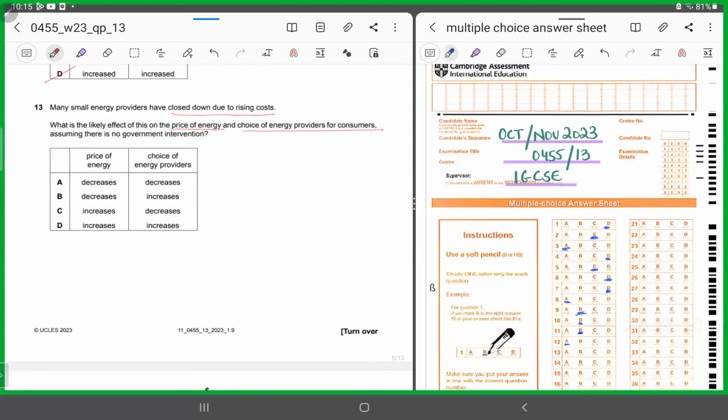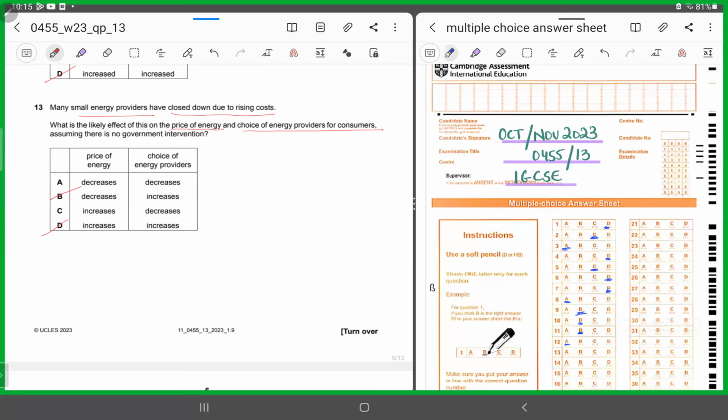Now, what is happening? Energy providers are going out of business. So the choice of energy providers available to the consumers would be more or less? They would be less, right? So this means the choice of energy providers has to decrease. So you can chop B and D. Why? Because they are saying increase. The choice of energy providers is not increasing, it is decreasing.